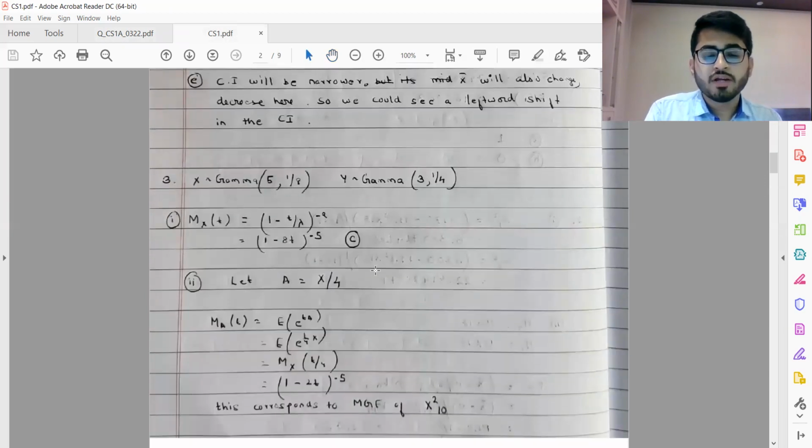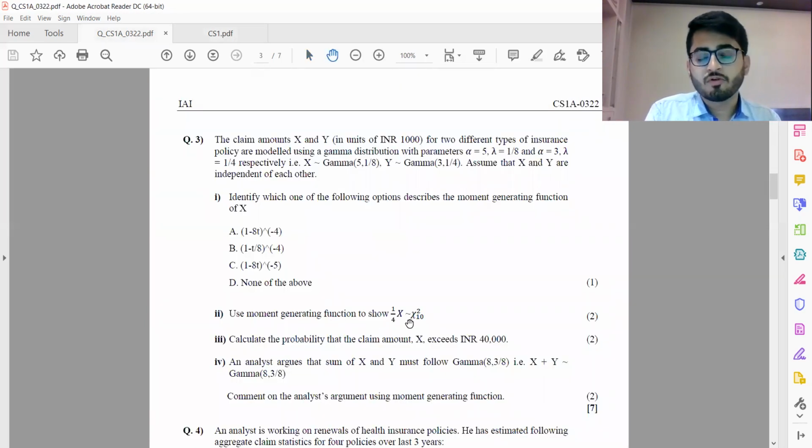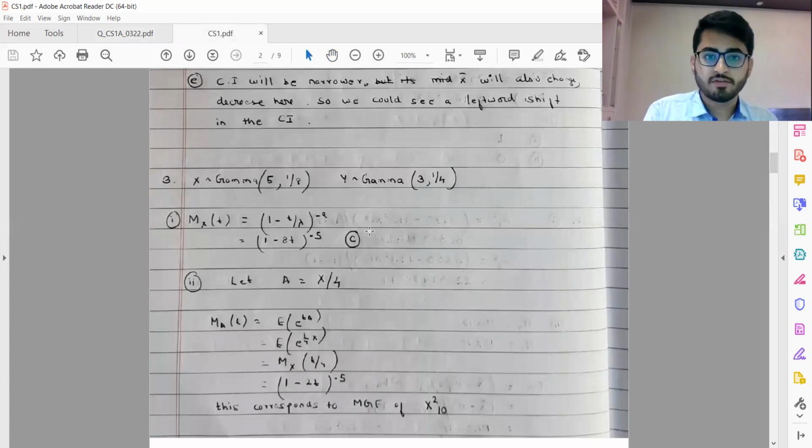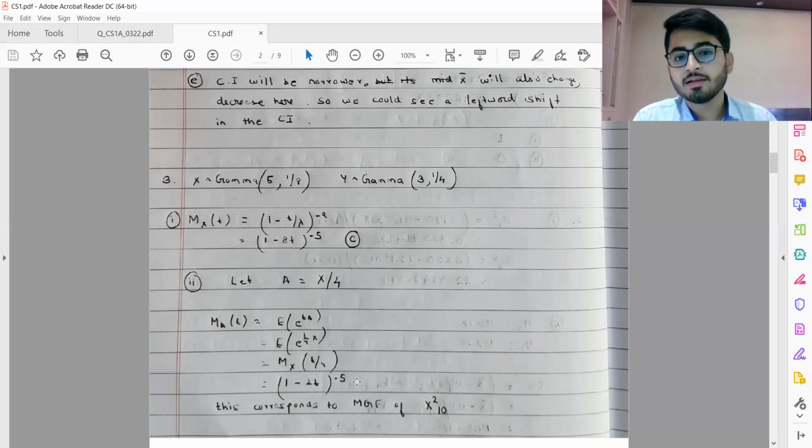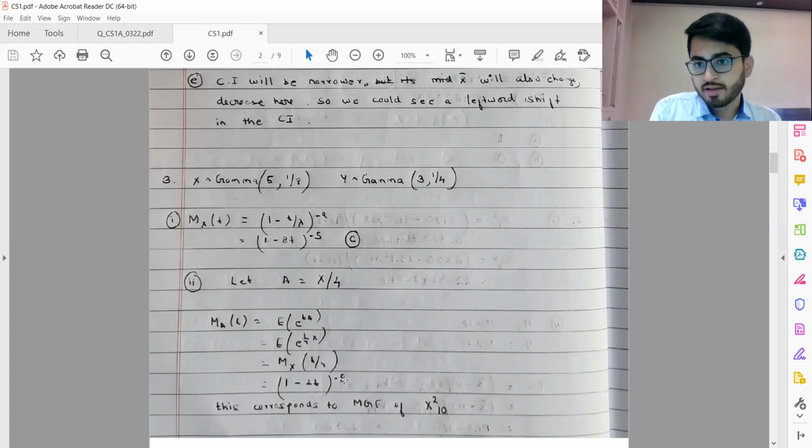In part 2, we need to show that X/4 follows chi-square 10. One way, and it's written, is to use MGF. Even if it was not specified, I would say using MGF remains the most efficient way. So I define A as X/4, then my MGF is the expectation of e to the power tA. I replace A by X/4, so this is nothing but M_X(t/4), which comes out to be (1 - 2t) to the power minus 5. Remember that the MGF of a chi-square distribution with v degrees of freedom is nothing but (1 - 2t) to the power minus v/2. So here v/2 is 5, so my v becomes 10. This corresponds to the MGF of chi-square 10.